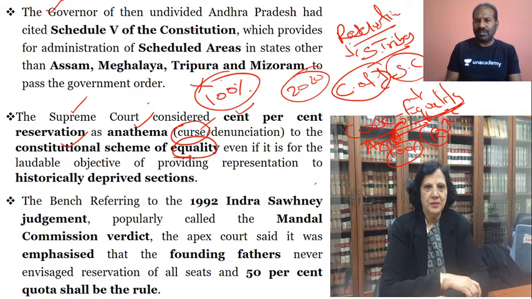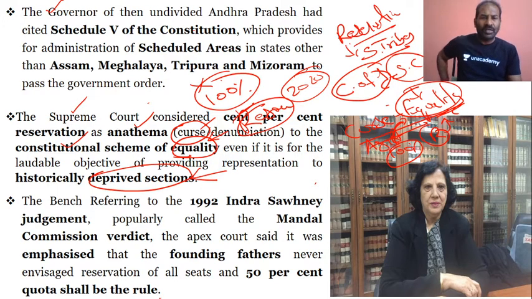Equality has come into existence taking into consideration the deprived sections. Please do understand, the reservation has come into existence keeping in mind the deprived sections or depressed classes. Keeping that in mind, equality has come, and then reservation has come to the forefront in our Indian Constitution. But 100% reservation is not accepted, the Supreme Court says, and it is a curse to the concept of equality itself. I think you are understanding, Pratham. Are you getting the point?